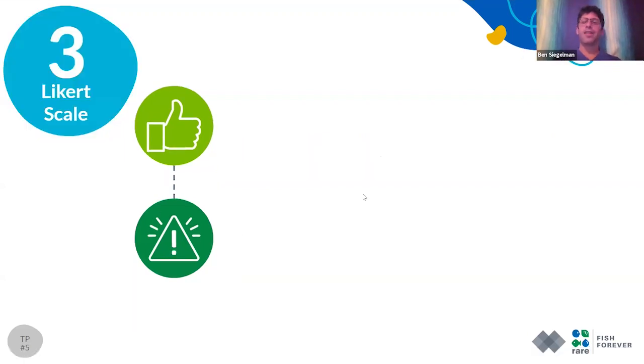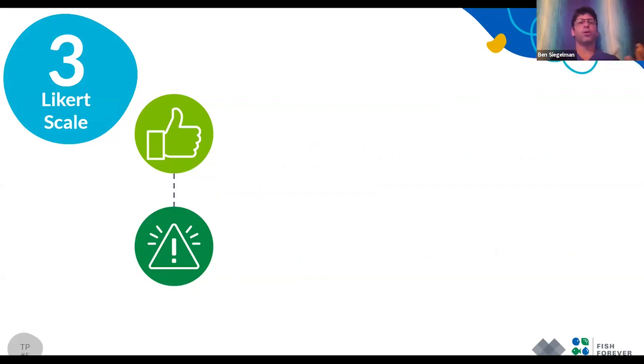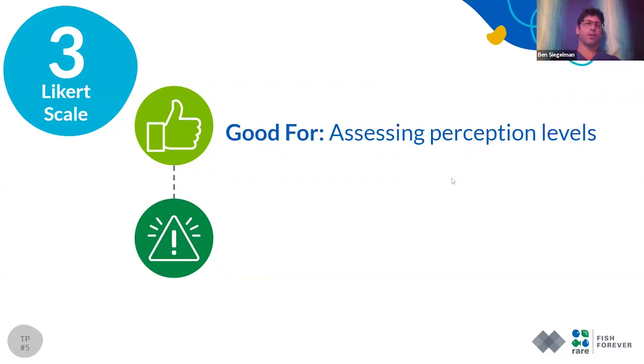Likert scales. I love Likert scales. This is often like a scale of 1 to 5, can be 1 to 10, 1 to 3, where you have one extreme on one end and one extreme on the other. So, for example, on a scale of 1 to 5, how strongly do you agree or disagree with a question? And these are great for assessing perception levels, but they're not good for everything. So you got to be careful.